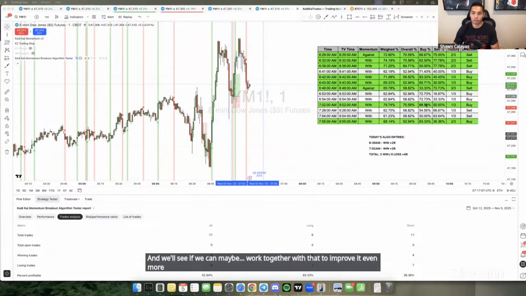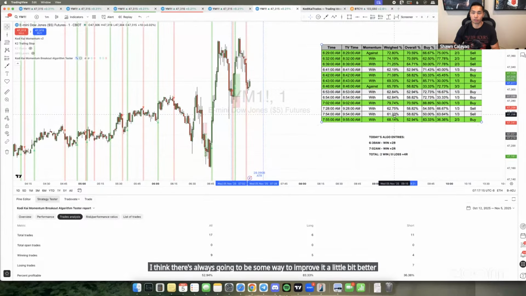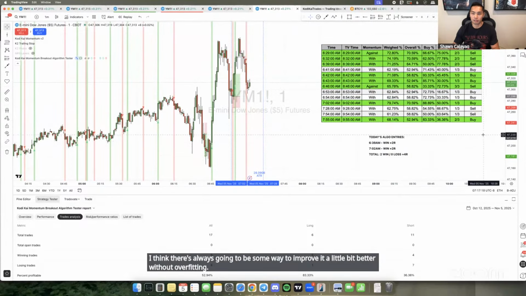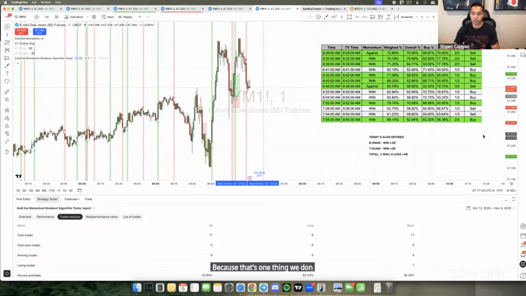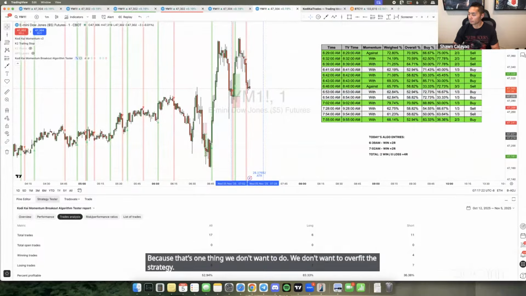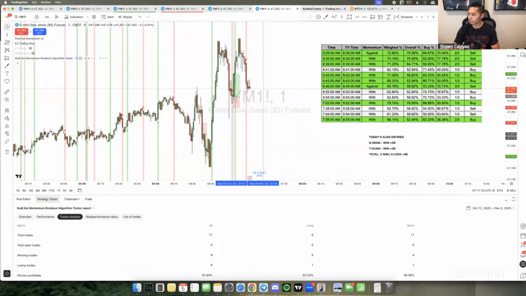Because I know what we have now is good, but I feel like there are things that we can do to improve it a little bit better, right? I think there's always going to be some way to improve it a little bit better without overfitting, because that's one thing we don't want to do. We don't want to overfit the strategy. Certain said he just lost all his connections.